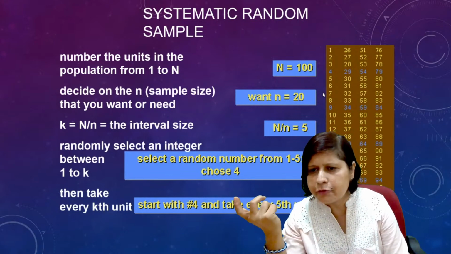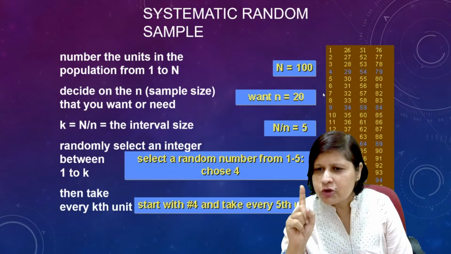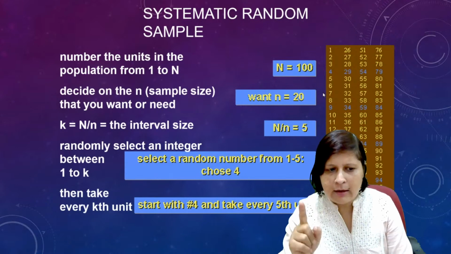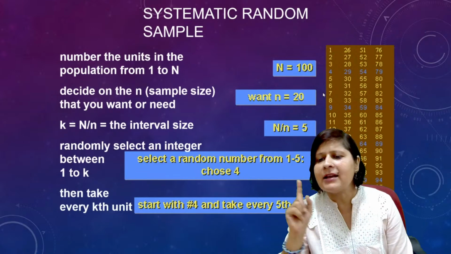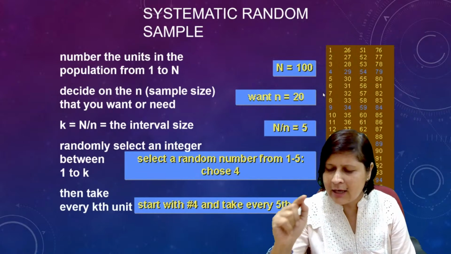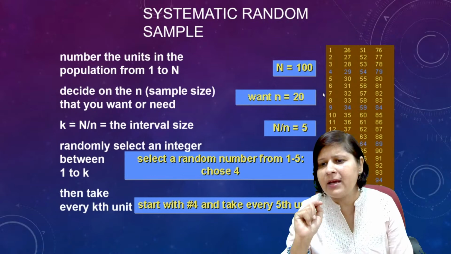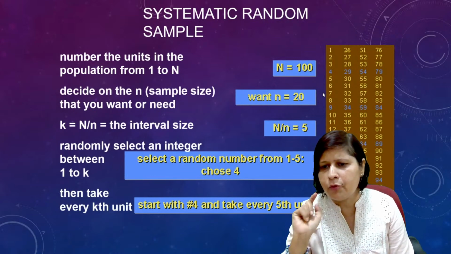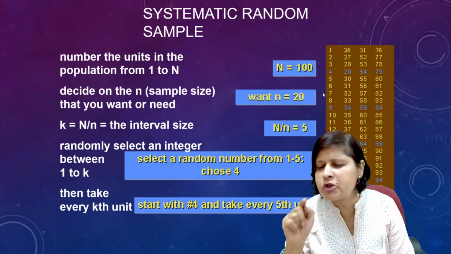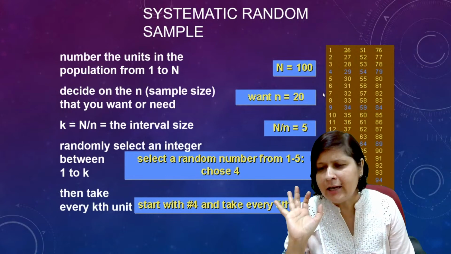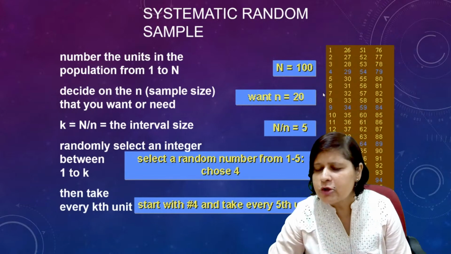I have chosen 3 or 4. Suppose I have chosen 4. Right? Then the first number should be chosen randomly, and then take every kth unit as a sample. 4, then come to the fifth unit: 9 should be my sample. If 4 is my first sample, then every fifth unit should be my sample. Right? Every fifth unit. 9, then 14, then 19 should be my samples.